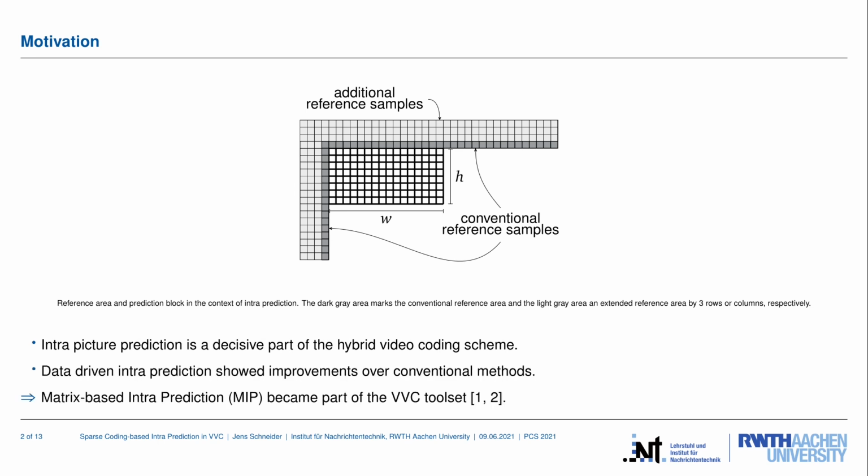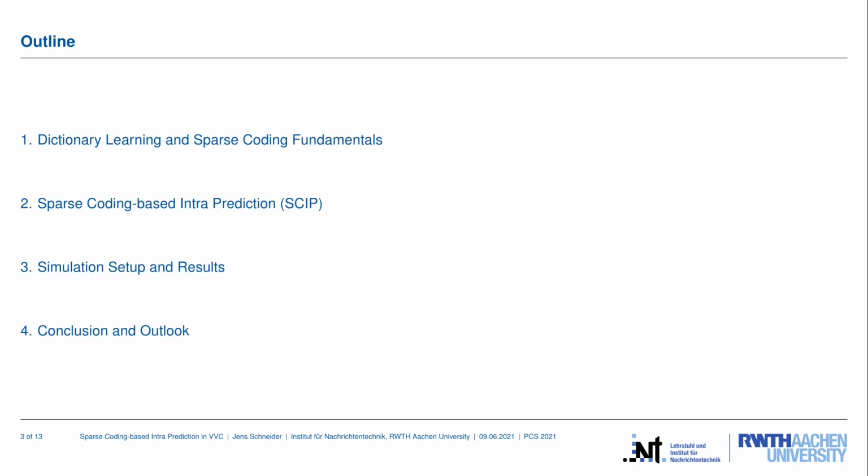Moreover, data-driven intraprediction showed improvements over conventional methods in recent years, and this eventually ended in the standardization of matrix-based intraprediction, which became part of the VVC toolset. Therefore, we asked ourselves whether a sparse coding-based method could further improve the intraprediction available in VVC.